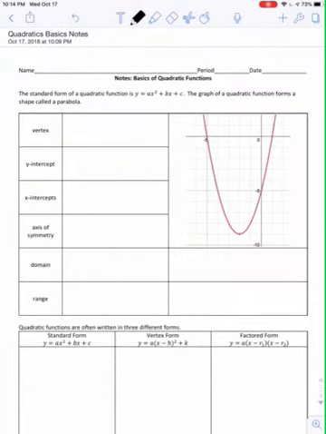Okay, so we're just talking about the basics of quadratic functions, which mostly you've seen before from Algebra 1. So just some vocabulary and then some different forms to write quadratic functions in, and then a couple of little application problems. So the vertex of a quadratic function is the minimum or maximum value.